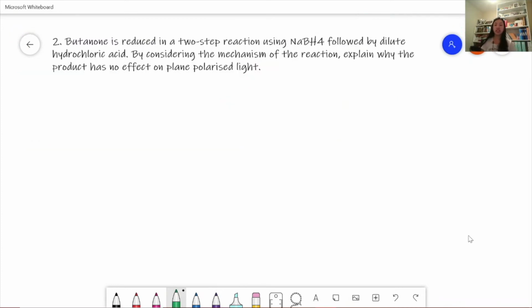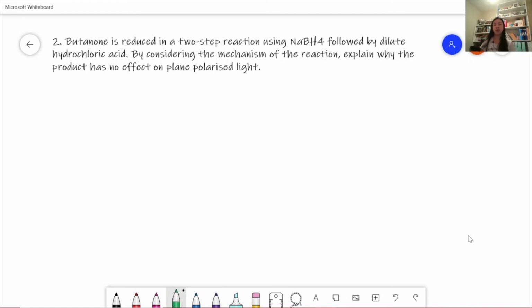So before I move on to question 2, feel free to click off the video and try it for yourself first. So butanone is reduced in a 2-step reaction using sodium borohydride followed by dilute hydrochloric acid. By considering the mechanism of the reaction, explain why the product has no effect on plane polarized light.